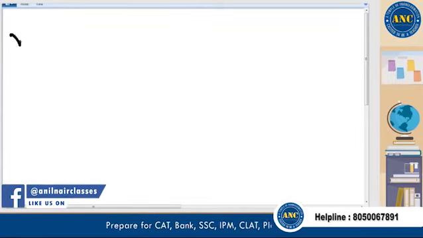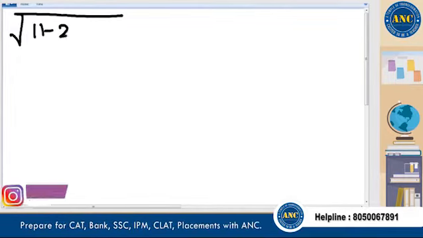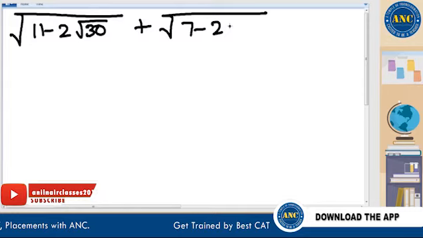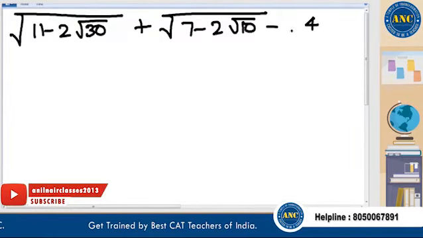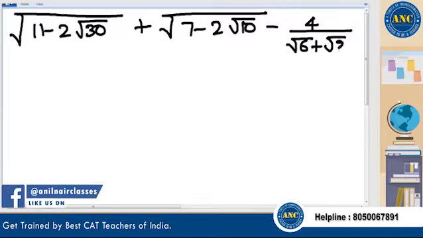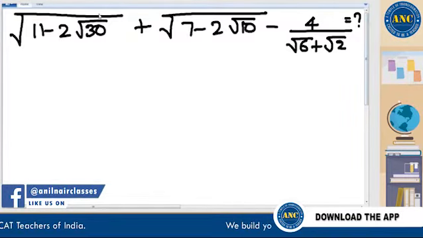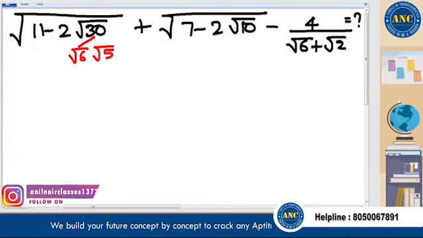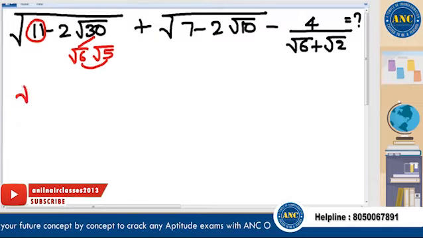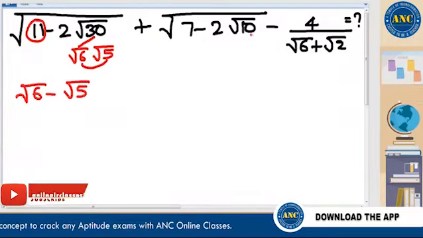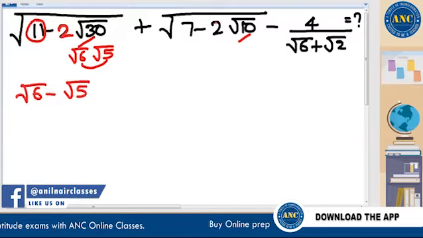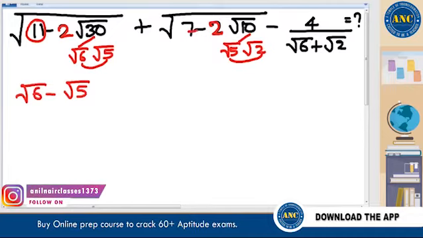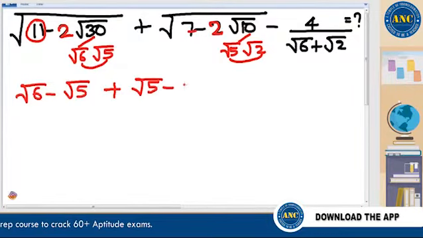See this question. Square root of 11 minus 2 root 30 plus square root of 7 minus 2 root 10 minus 4 divided by root 6 plus root 2. Again a very easy question which looks difficult. Why? Because root 30 is root 6 into root 5 and 6 plus 5 is 11. So directly I can write root 6 minus root 5. Because of this 2, I don't need to manipulate it. Root 10 is root 5 into root 2 and 5 plus 2 is 7. So directly I can write it as root 5 minus root 2.